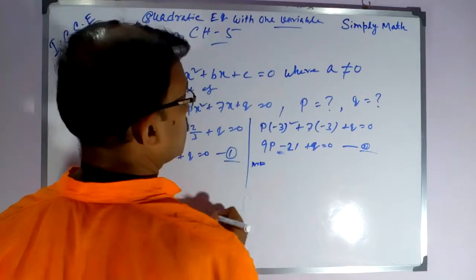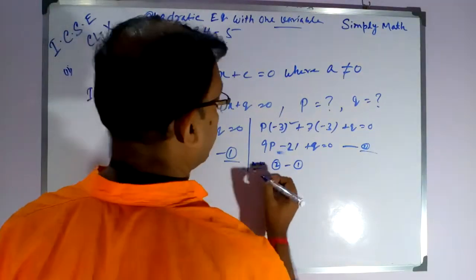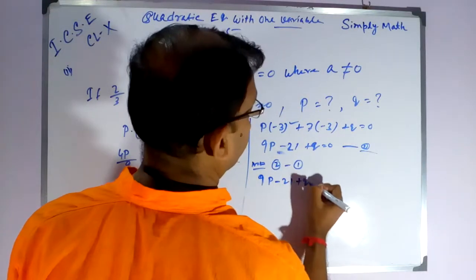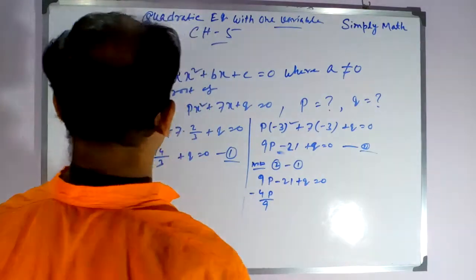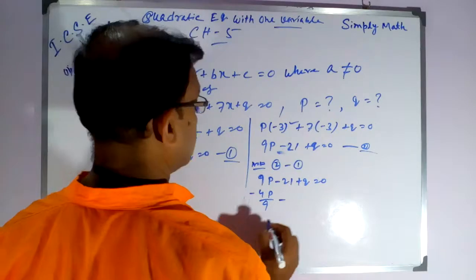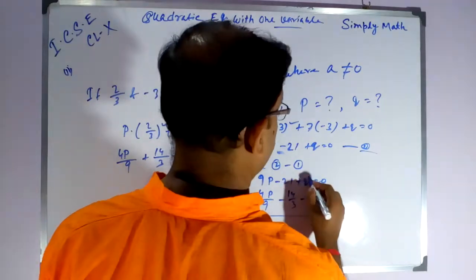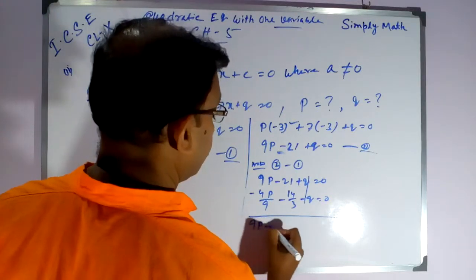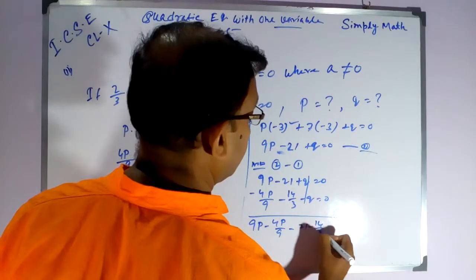Now, if we do 2 minus 1, what do we get? We will get 9p minus 21 plus q is equal to 0 minus 4p by 9 minus 14 by 3 minus q is equal to 0. That means 9p minus 4p by 9 minus 21 minus 14 by 3 is equal to 0.